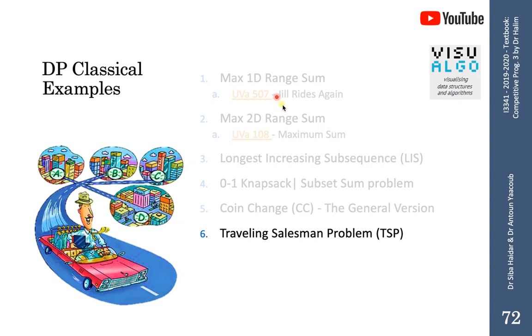Come back to the Advanced Algorithms course I3341. We are continuing now with the sixth dynamic programming classical example, which is the traveling salesman problem.